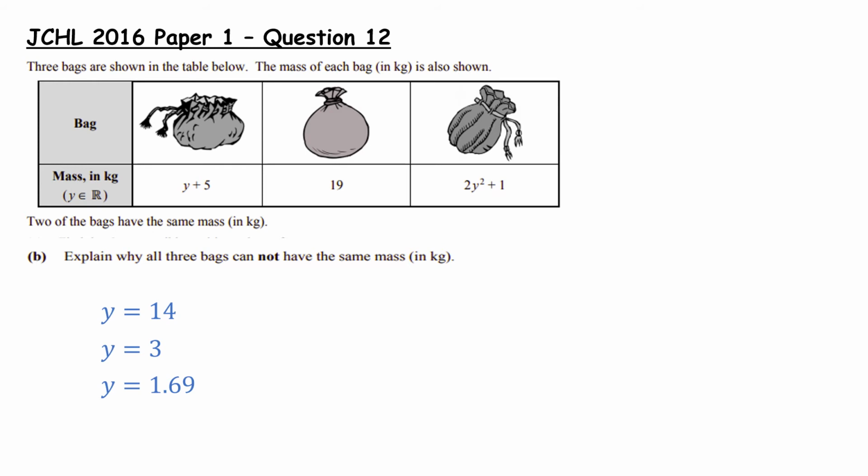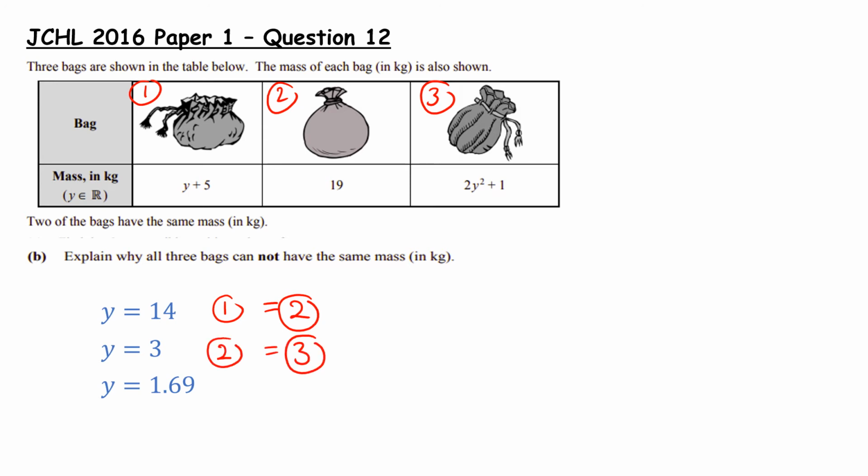So part B, explain why all 3 bags cannot have the same mass in kg. Well, here's our 3 values of y, and our y values will depend on which 2 bags have the same mass. There is no way that all three of them can have the same mass. Because if we look at this one, and I'll go back to labeling 1, 2, and 3, this was where bag 1 equals bag 2. And then this is where bag 2 equals bag 3.